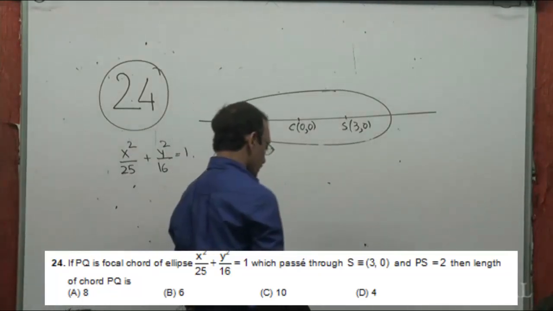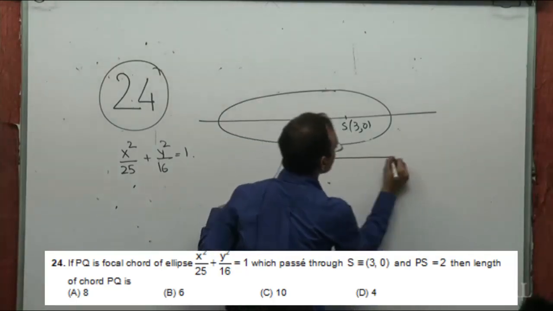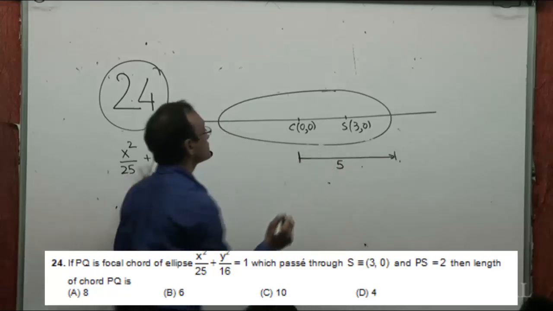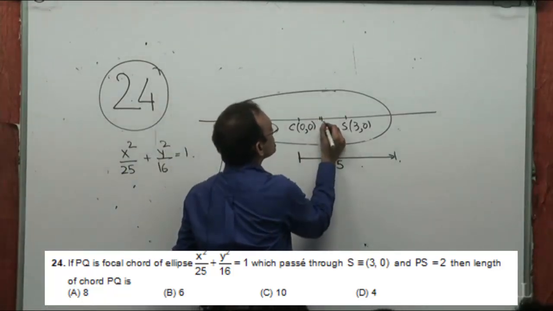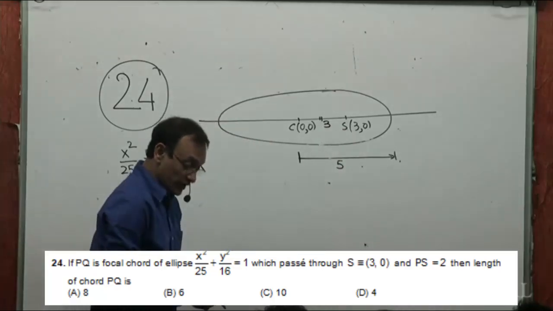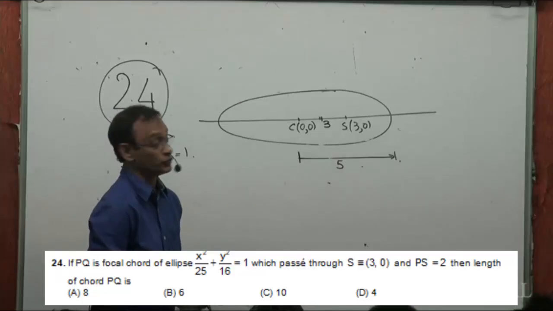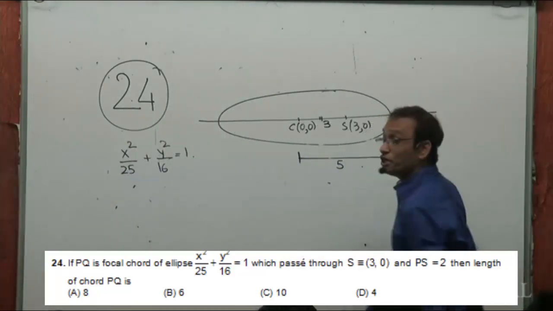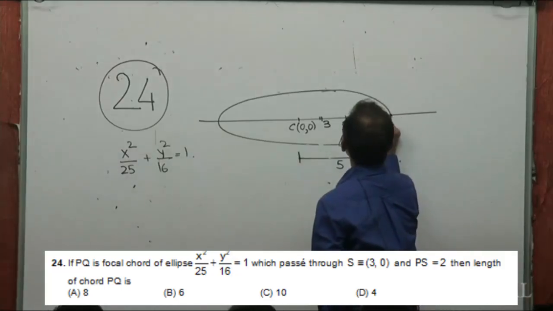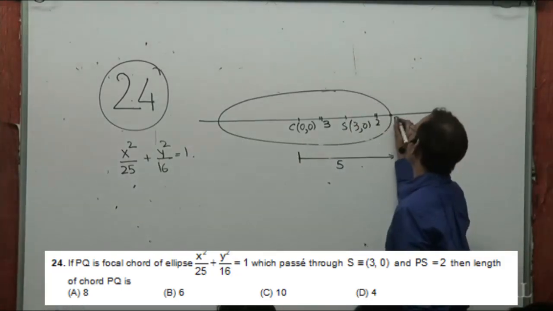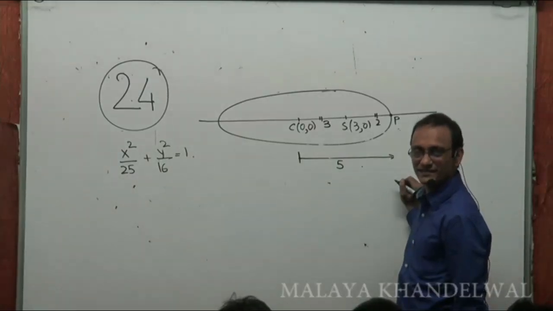And x can go up to 5. So this is 5 units, the semi-major axis of the ellipse, right? This is 3 units. What we are seeking is, if PS is 2, then the length of the chord PQ. The point P is selected on the ellipse such that PS is 2. Realize this is 2. Then the point P must be this. You don't have to do any calculations.